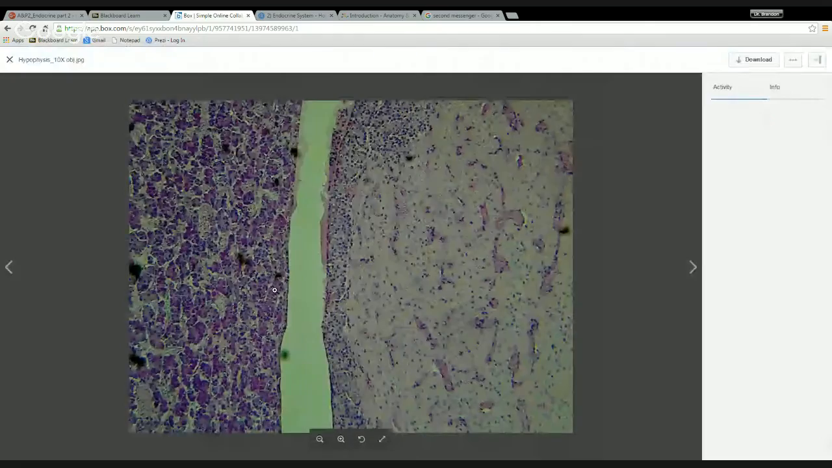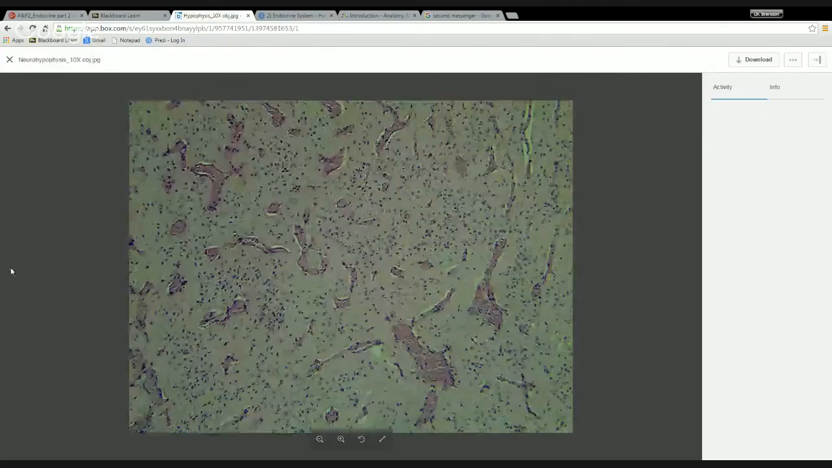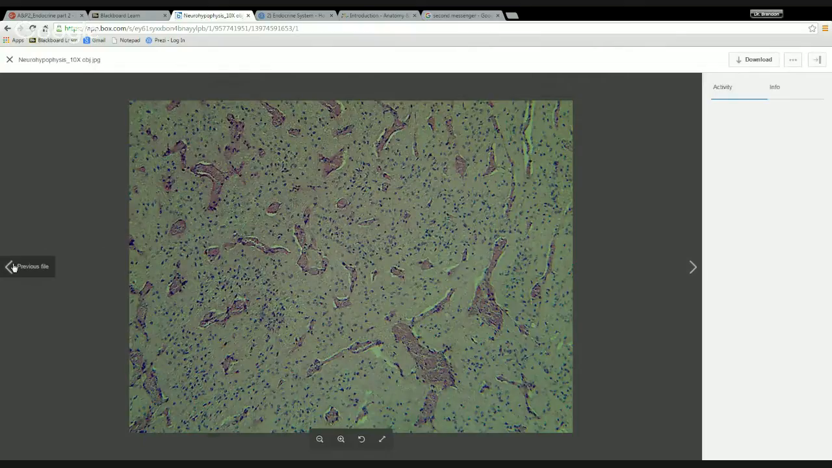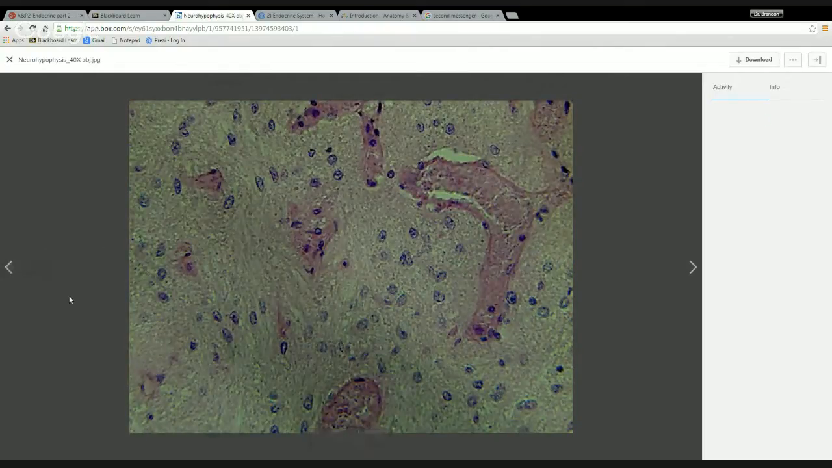Okay, so we were just looking at this. If I go over next, this is just a 10x objective view, same magnification as the previous picture, but centered on just the neurohypophysis. And if we go here, this is the neurohypophysis now at high power using the 40x objective.